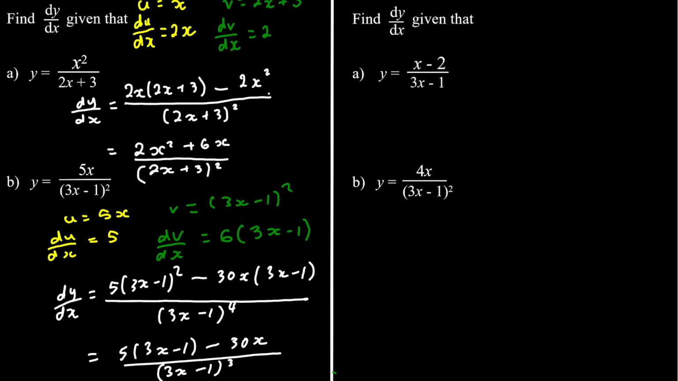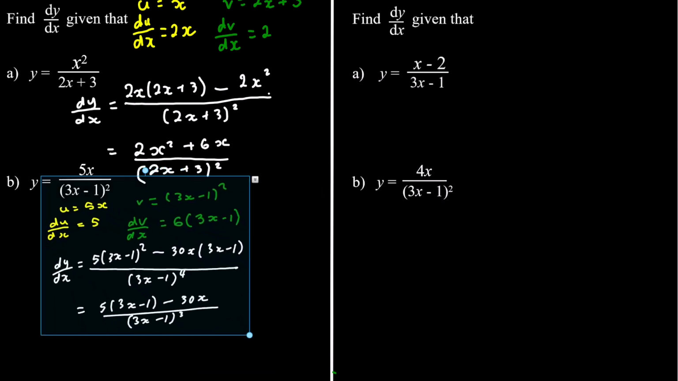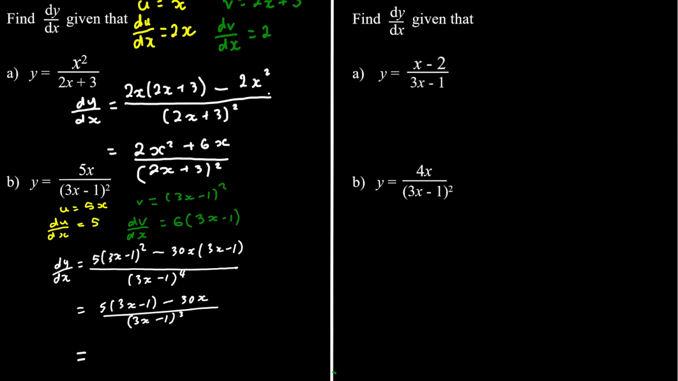And then again, we can expand and simplify the top line. So we're going to get 15x minus 5 minus 30x. So we've got minus 15x minus 5 over 3x minus 1 cubed. So we will leave our answer as that.